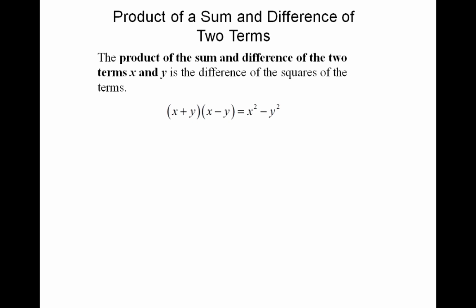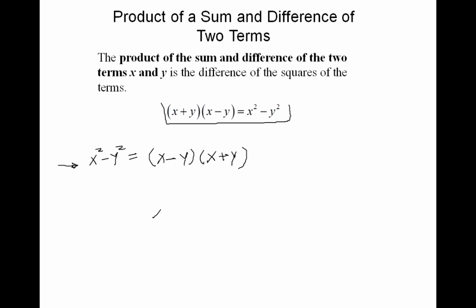The product of the sum and difference of two terms x and y is the difference of the squares of the terms. We're going to use this quite a bit when we factor. In the later chapters, if I have x squared minus y squared and I want to factor it, remembering this format, I can factor it to x minus y times x plus y, or you can write it as x plus y times x minus y. It's called difference of squares. We're going to use this when we get to the factoring part.